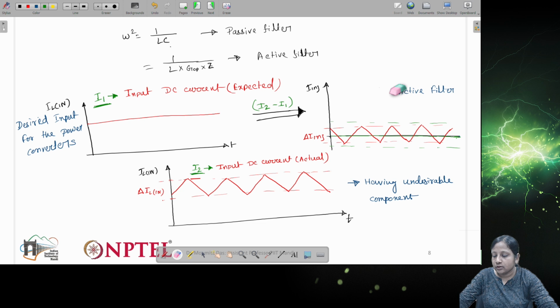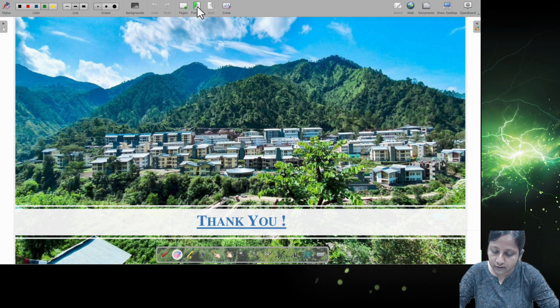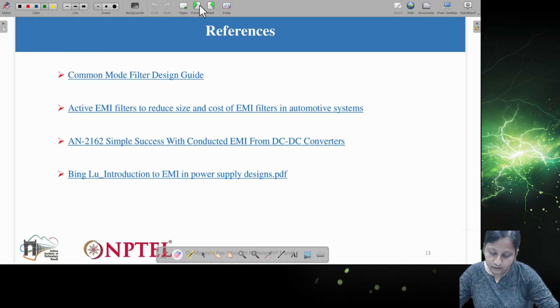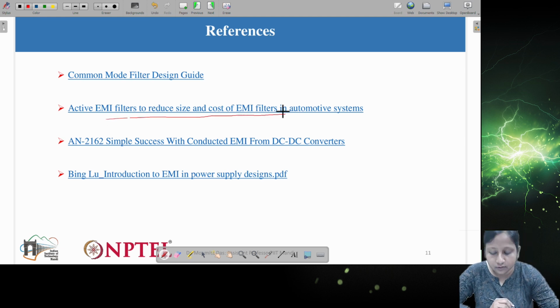Okay. I hope you understood how to do the active filter, but you can take this active filter as an example, similarly for the passive filter, to get different parameter values. Okay, and you can actually follow these references. Active filter to reduce size and cost of the EMI filter, this particular difference. So this second one, in order to understand this discussion.